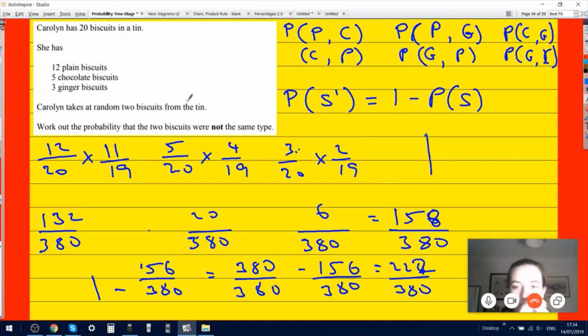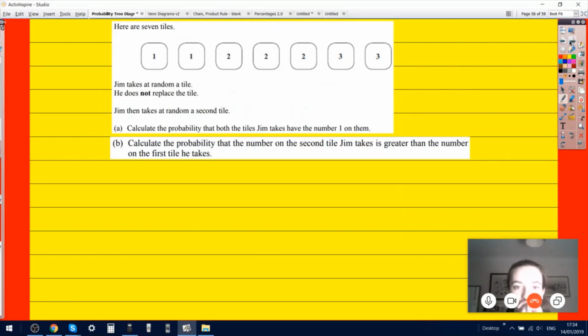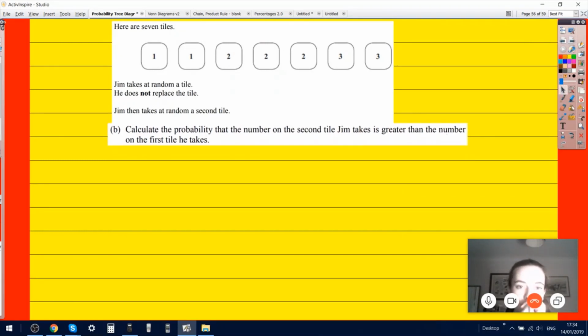Okay, so for this one, that they're not the same type, it doubles the odds. So we could have done the probability of the one that you did: plain and chocolate, plain and ginger, ginger and chocolate. We would have gotten, I believe, 111 over 380, and you would then double that because there's double the chances. Or you can do 1 take away the probability that they are the same. So they have to add up to 1. Any questions there? Nope. Okay. How would we do part B for this?